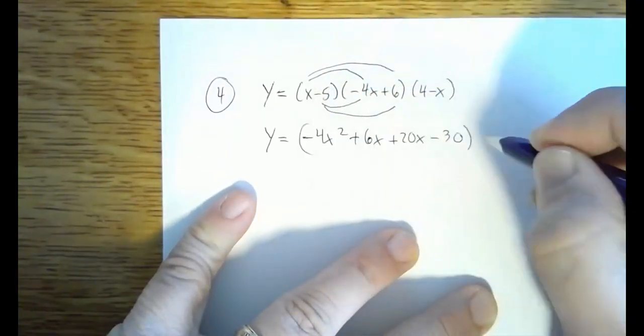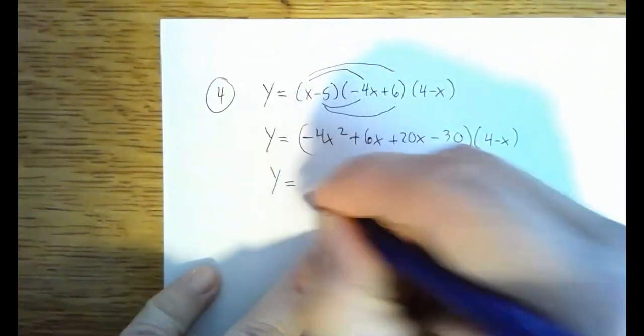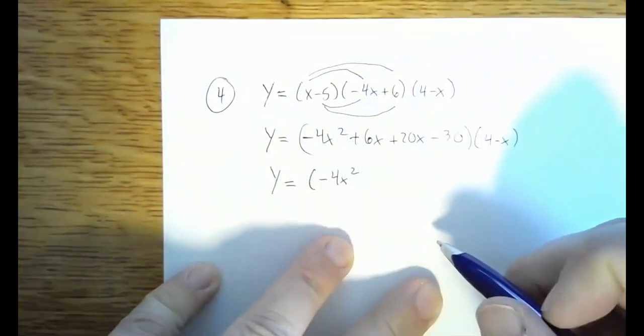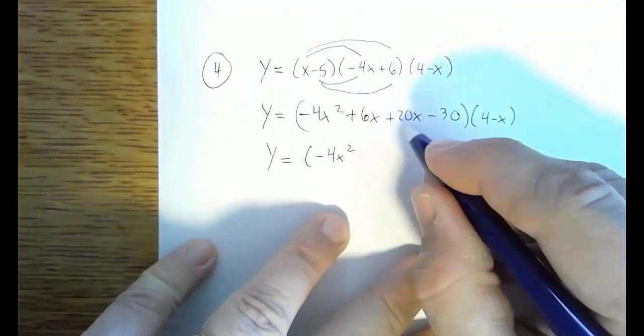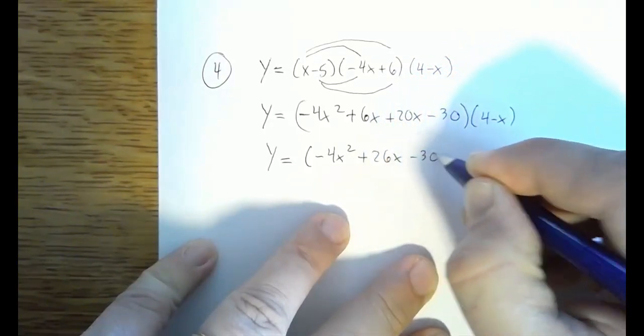So the first two terms multiply out to this expression. I'm going to collect like terms before I multiply out the third factor. So I have a minus 4x squared, 6x plus 20x is plus 26x, minus 30.